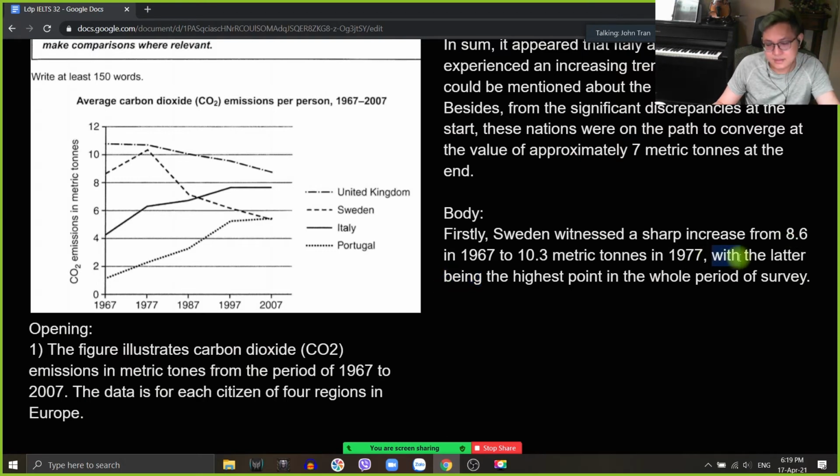Look at this one. This is a preposition. Đây là một cái giới từ. So this part, prepositional clause or prepositional phrase, cái cụm giới từ như thế này không được sử dụng như chủ ngữ. This kind of prepositional phrase cannot be used as a subject, okay? So that's why I have to use being here instead of was or were. Đó là lý do tại sao chỗ này thầy phải dùng being, dạng verb-ing như thế này, thay vì là was hay là were đó. With the latter being the highest point in the whole period survey.